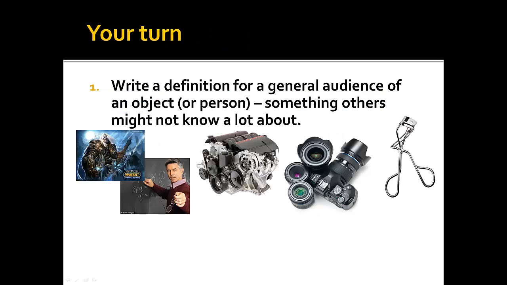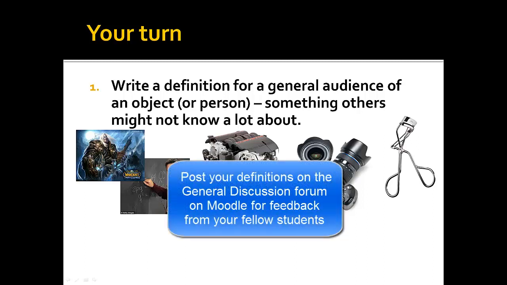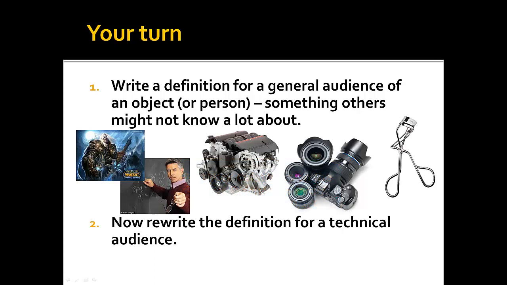Okay, now it's your turn. Write a definition for a general audience of an object or person, something that others might not know a lot about. I've got some pictures there to give you a few ideas, but pick something that you know something about and write a definition for it, for a general audience. Once you've done that, rewrite that definition for a technical audience. Assume that others would know what that is and give a technical definition. And see if you can come up with the difference between the two.